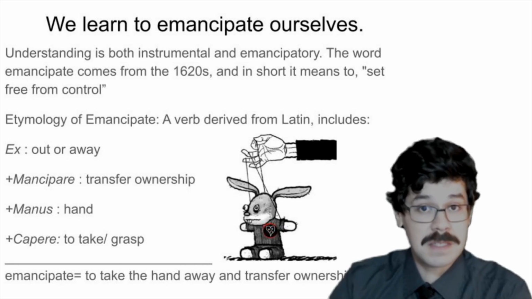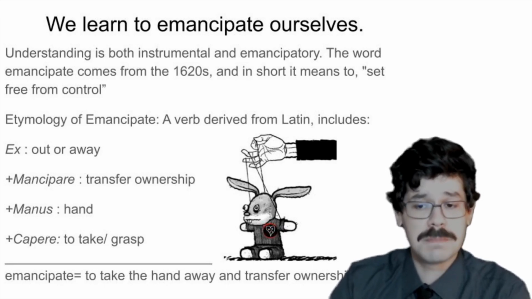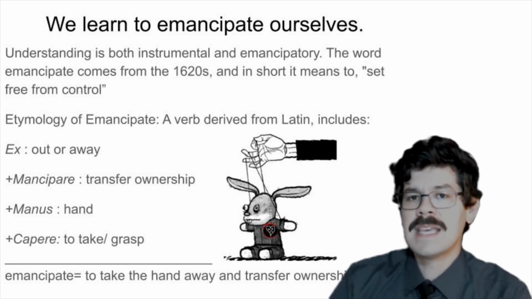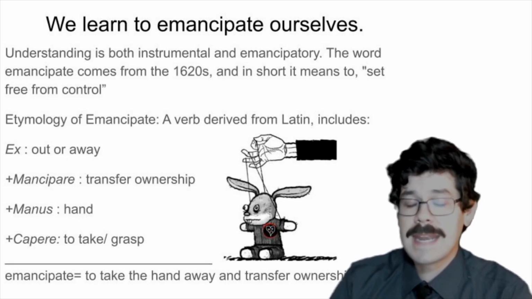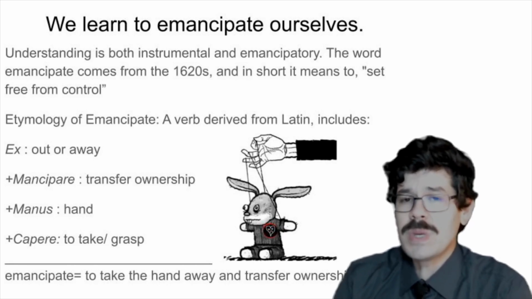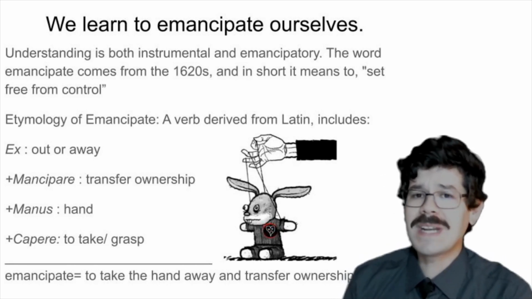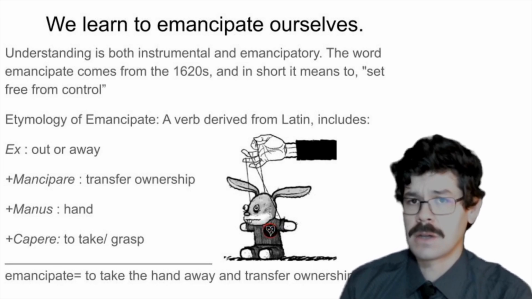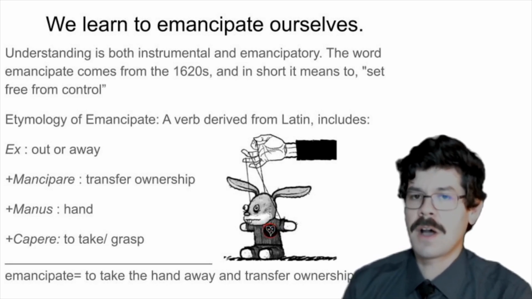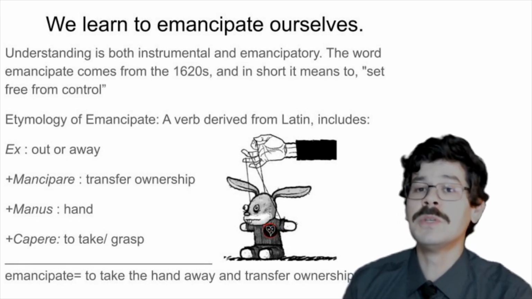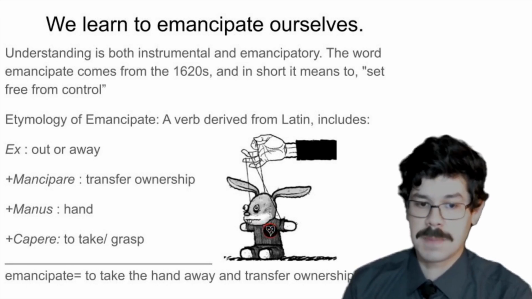The word emancipate comes from the 1620s, and in short, it means to set free from control. What we will be doing here is called an etymology. An etymology is related to the study of words. So we dig way back to try to find out what elements compose these words. What is the root meaning of these words? So earlier when I talked about digging deeper into the meaning of a word, this is what we're going to be doing with the word emancipate.